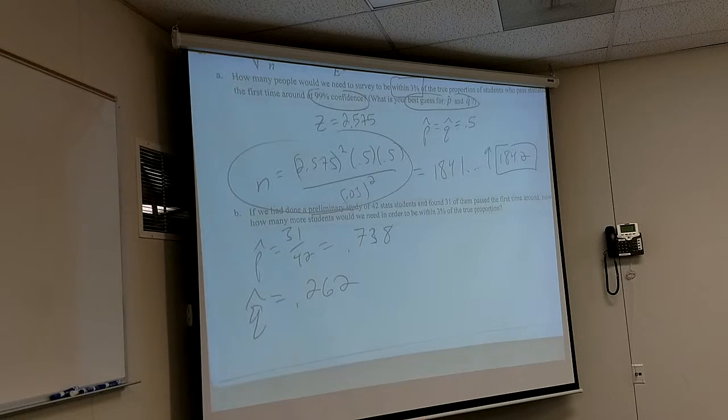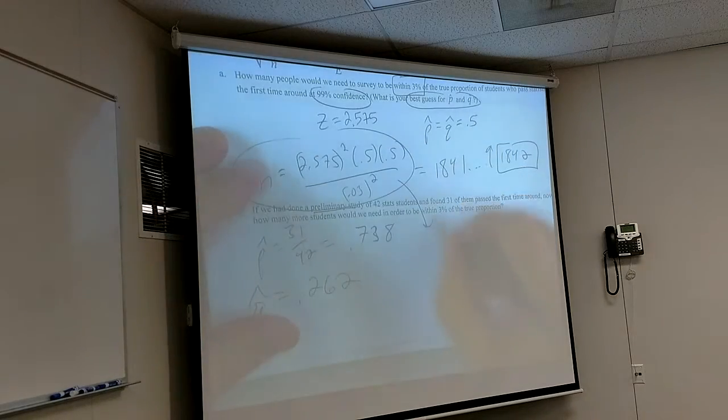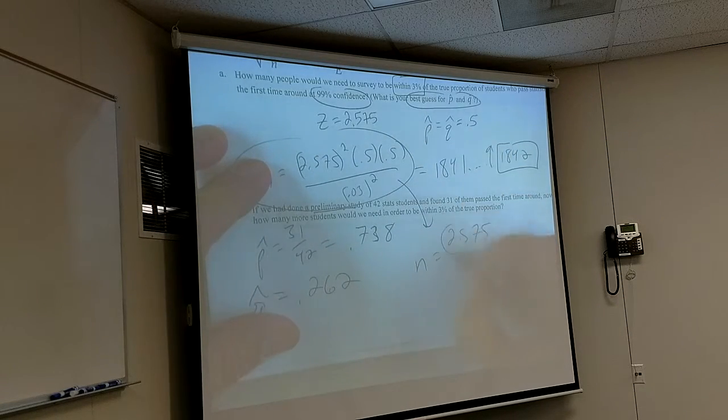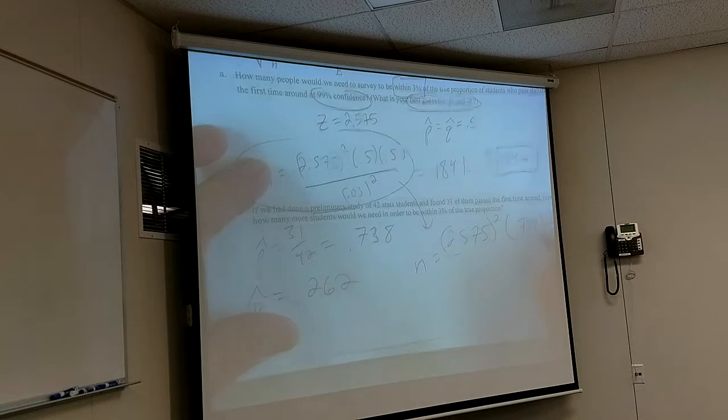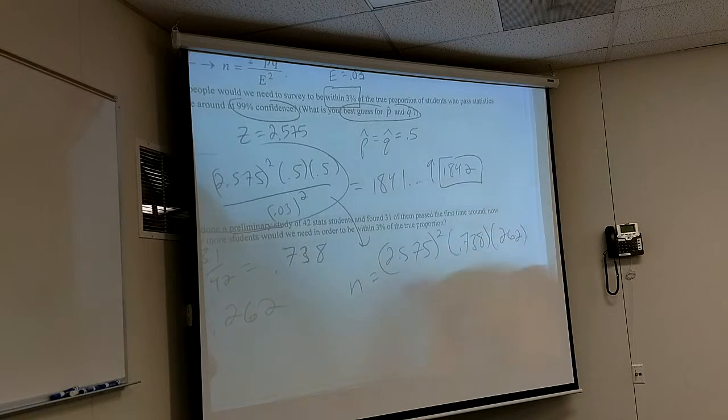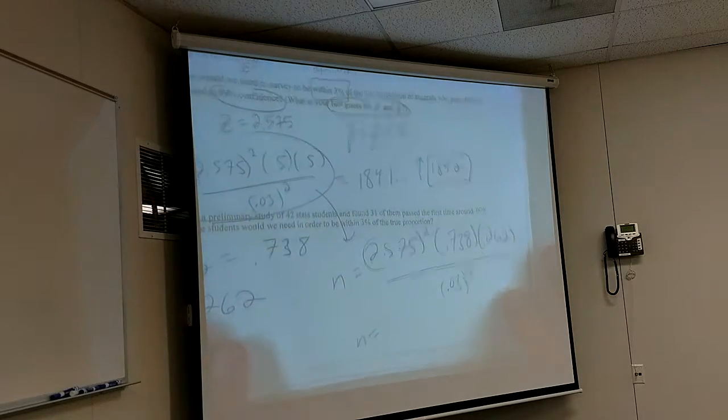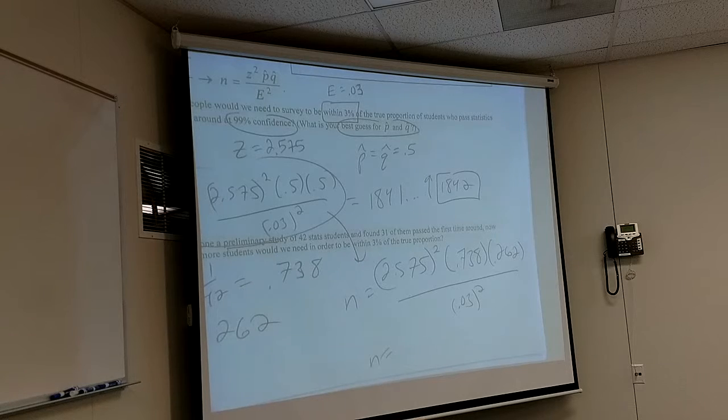So now we don't have to guess anymore. We have an actual little study that was done, a little preliminary study. I got values for those. Now I do the exact same formula. The difference is I know P hat and I know Q hat. And now my N is going to be decently smaller. Can't do a shortcut job. What do you guys get for that?